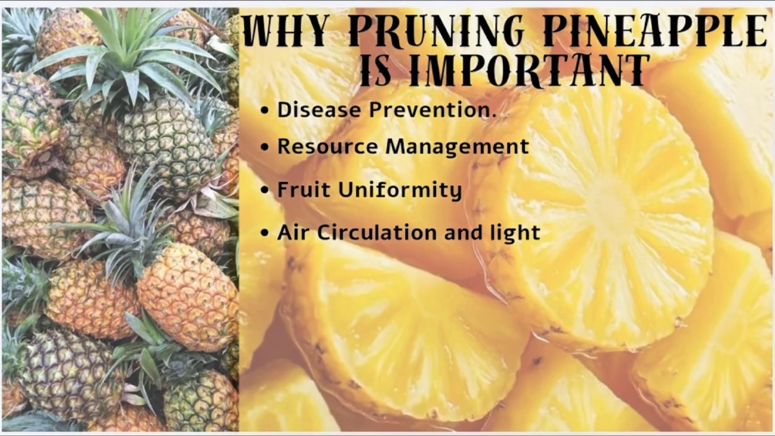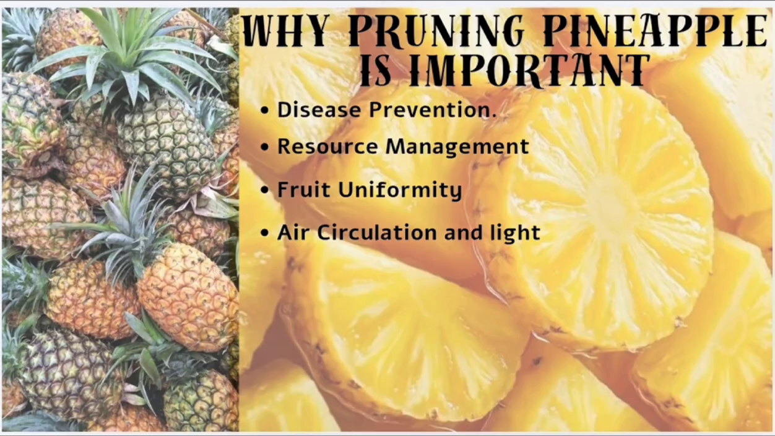The third point, fruit uniformity. This brings us to our third benefit, fruit uniformity, in commercial farming and even home gardening. Consistency is key. When resources are managed well through pruning, it ensures that the fruit grow evenly. This leads to a predictable harvest with standardized fruit size and shapes, making them much easier to pack, sell, and enjoy.